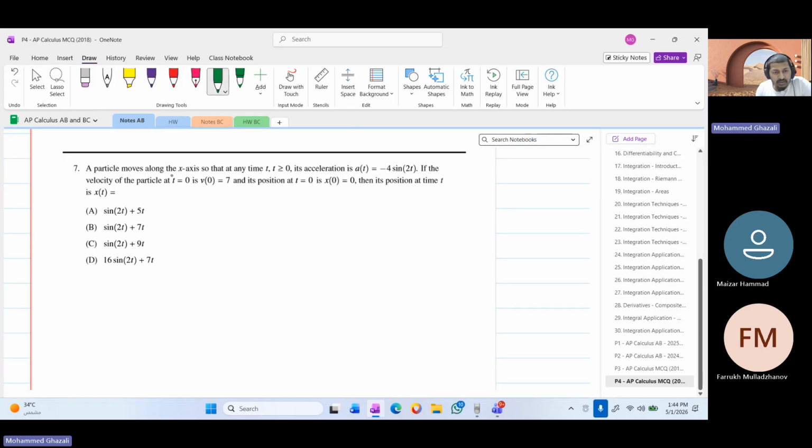A particle moves along the x-axis so that at any time t positive, its acceleration is given by this function, right? So this is an acceleration function. If the velocity of the particle at t equals 0 is 7, so in other words, v of 0 is 7, and its position x of 0 is 0, then its position at time t is x of t. You want the generalized function, what is the position function? So obviously, first you're going to find the velocity by integrating the acceleration, okay?